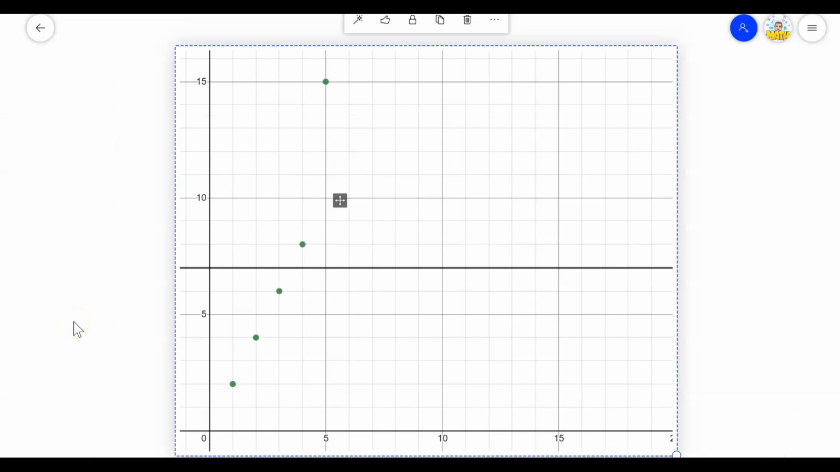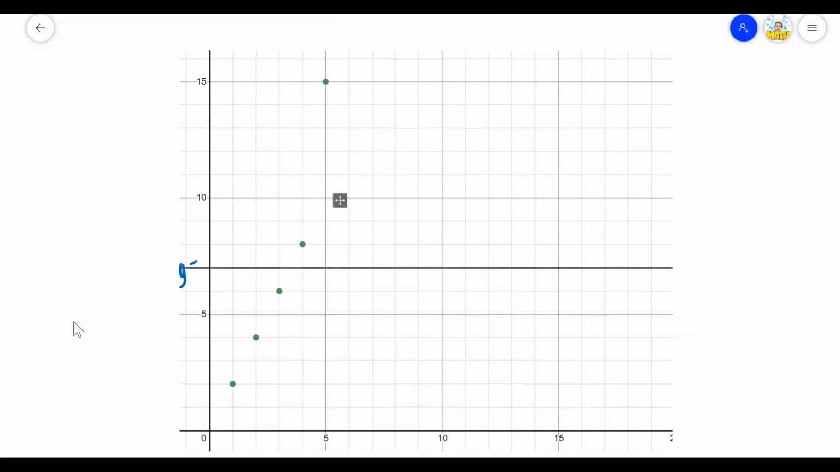So if I wanted to use y equals 7, that's this line right here. This is where y is equal to 7. To estimate the different y values, we can see I'm going to have a substantial amount of error here, right? Here the y value is 15, so 15 minus 7 would be an error of 8. Here the y value is 8, right? So 8 minus 7 will be an error of 1.